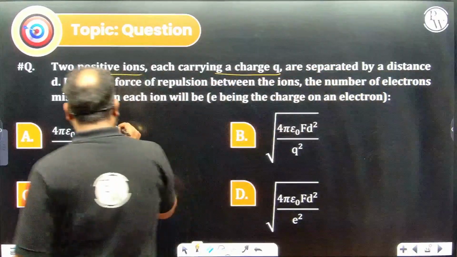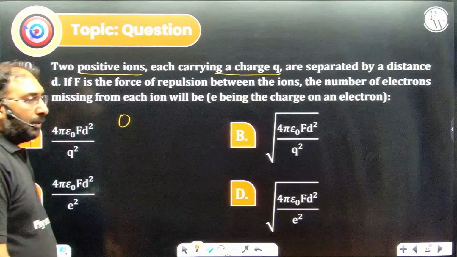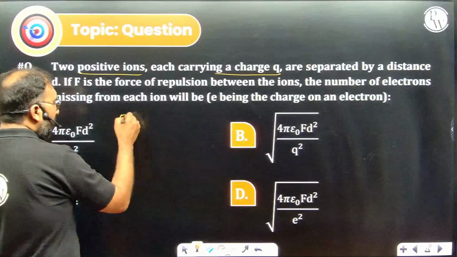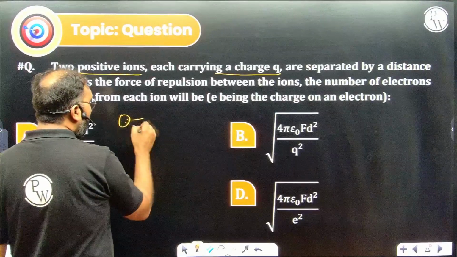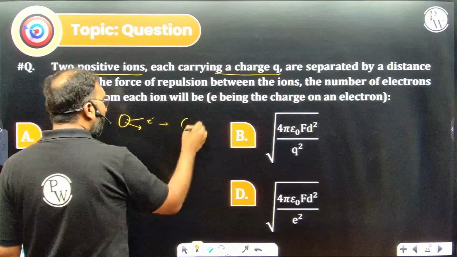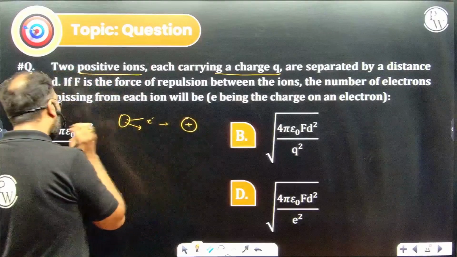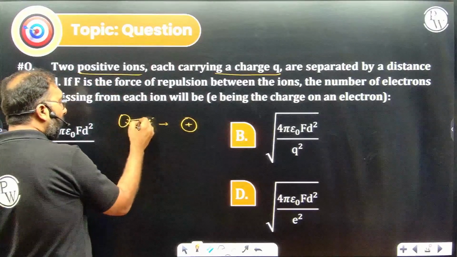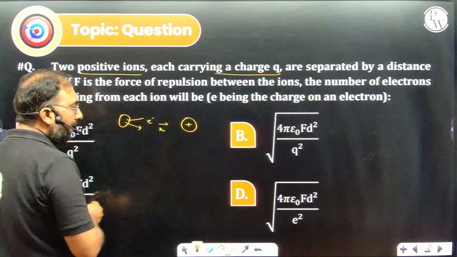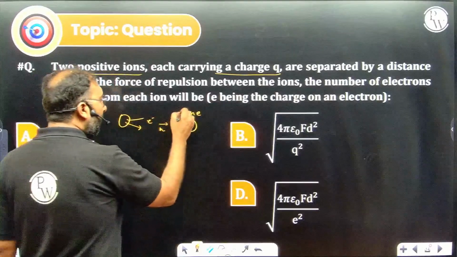So how do we create an ion? Let's say this is an atom. From this atom, if some electrons are lost, then it will become a positively charged ion. So let's say n number of electrons are taken out from this atom, so it will carry a charge of n into e, and that will be a positive charge.